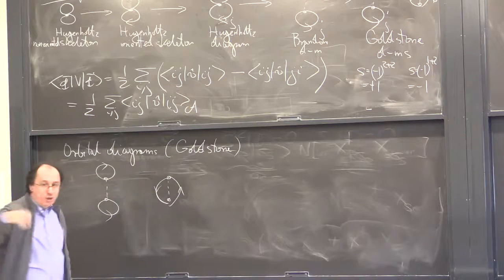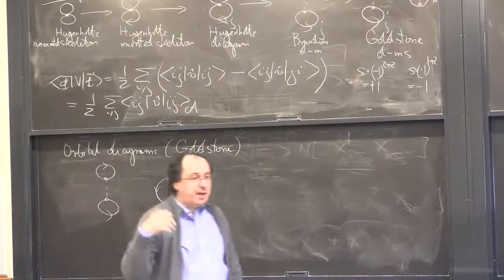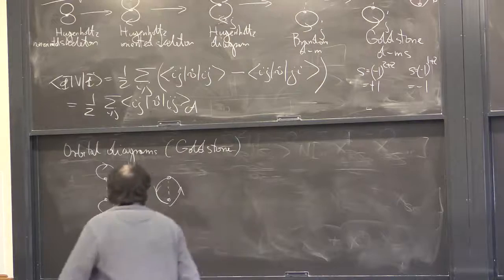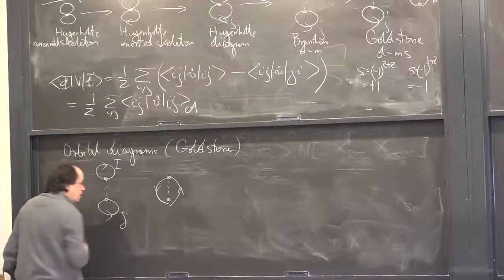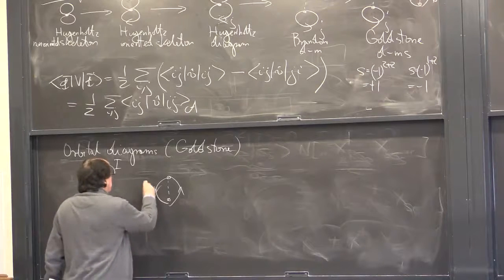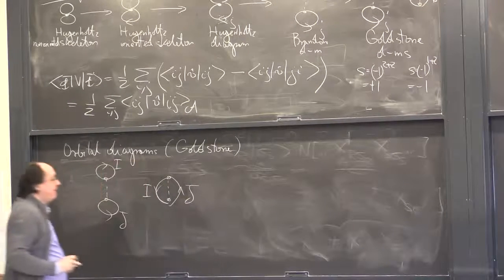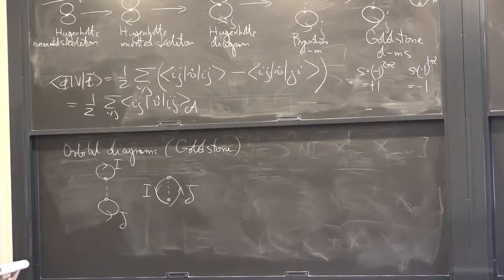But instead of using lowercase symbols ij, I'll use capital case symbols IJ because I'm talking about orbitals now. So capital I, capital J are orbitals, spatial orbitals. Okay? Those are orbital diagrams. Then, the next thing that I have to do is to read them.